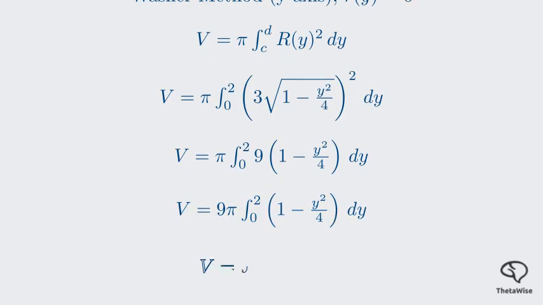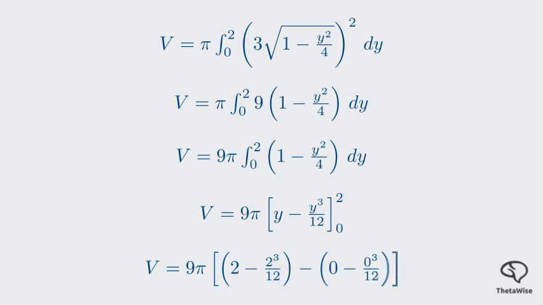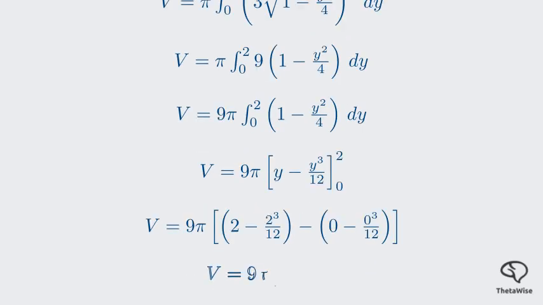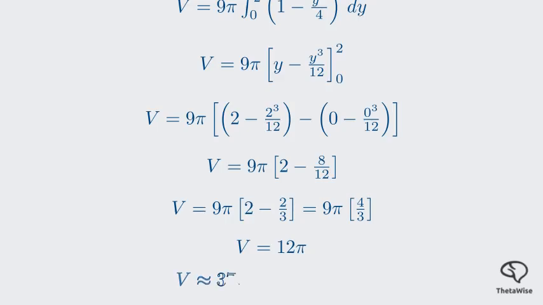Now we integrate. The integral of 1 is y, and the integral of negative y squared over 4 is negative y cubed over 12. We evaluate this expression from 0 to 2. Let's substitute our limits. This is 9 pi times the quantity, 2 minus 2 cubed over 12, minus 2 minus 0 cubed over 12. The second term is just 0. Simplifying the fraction inside the brackets, we have 2 minus 2 over 3, which is 4 over 3. So V equals 9 pi times 4 over 3. This simplifies to 12 pi. As a decimal, the volume is approximately 37.699 cubic units.